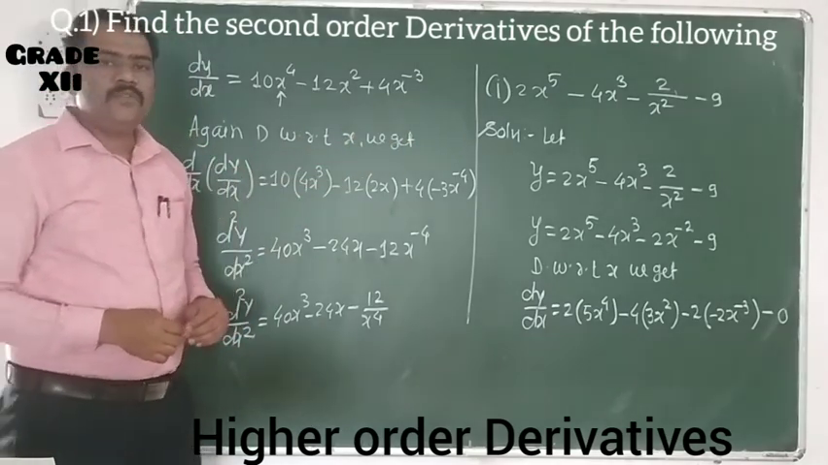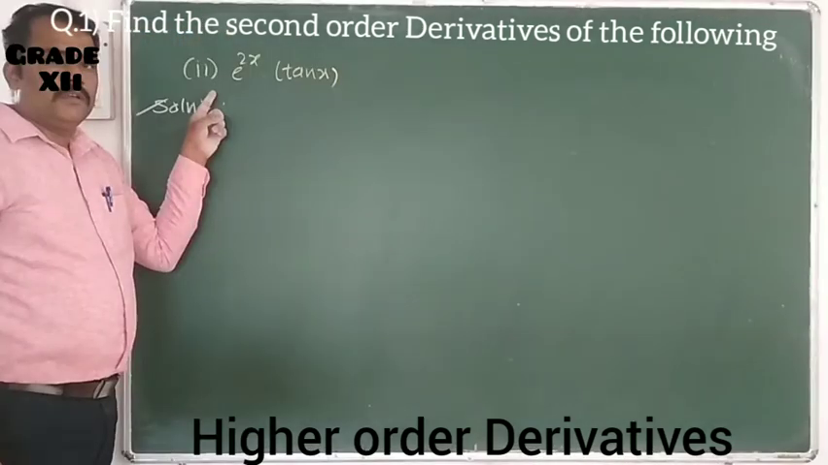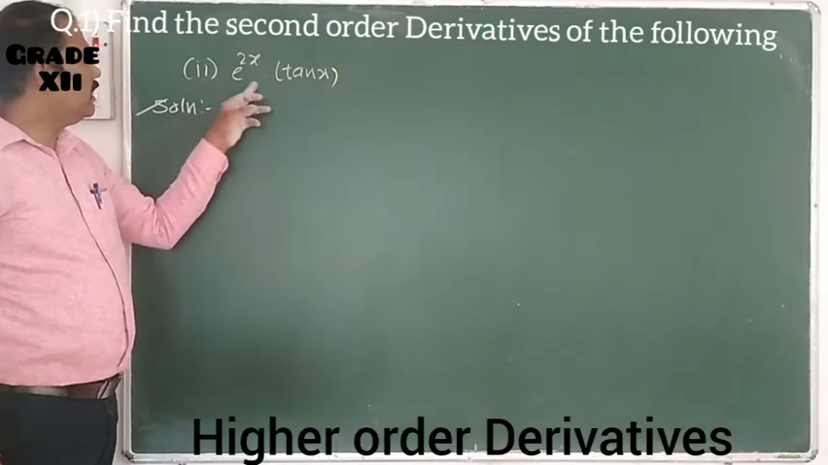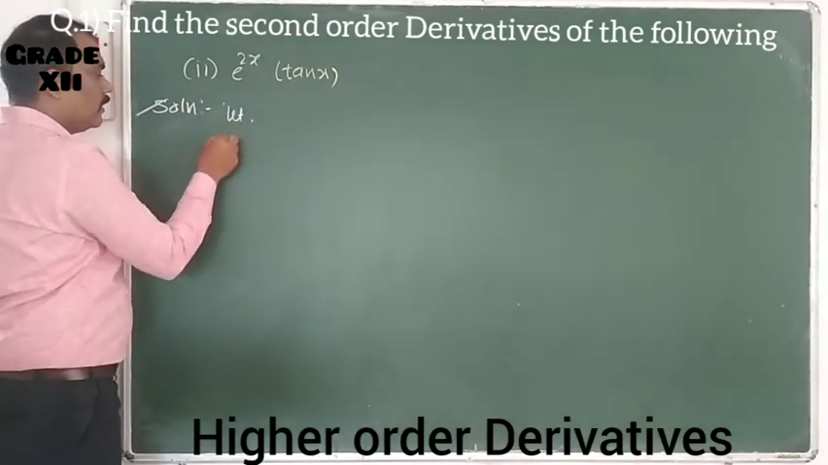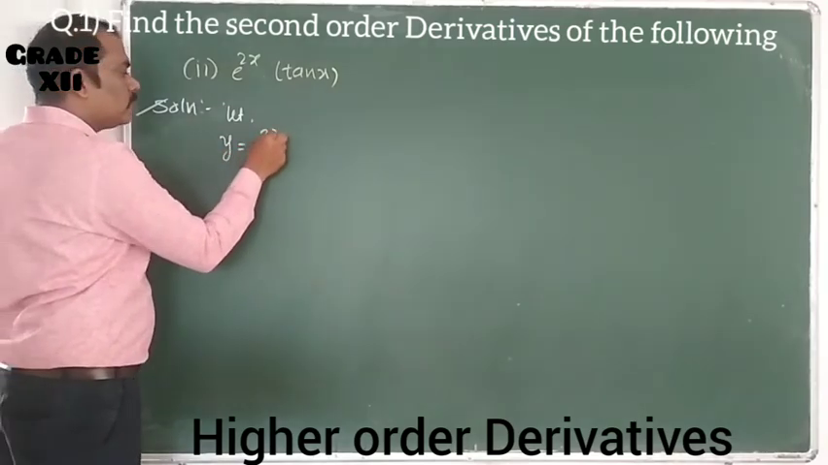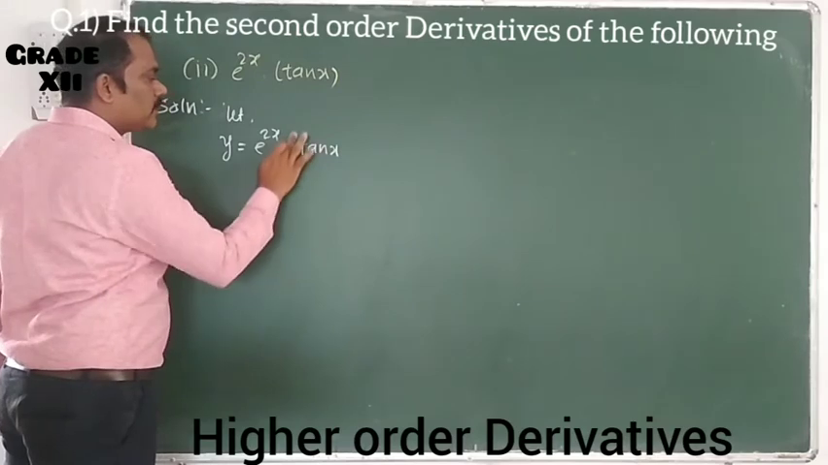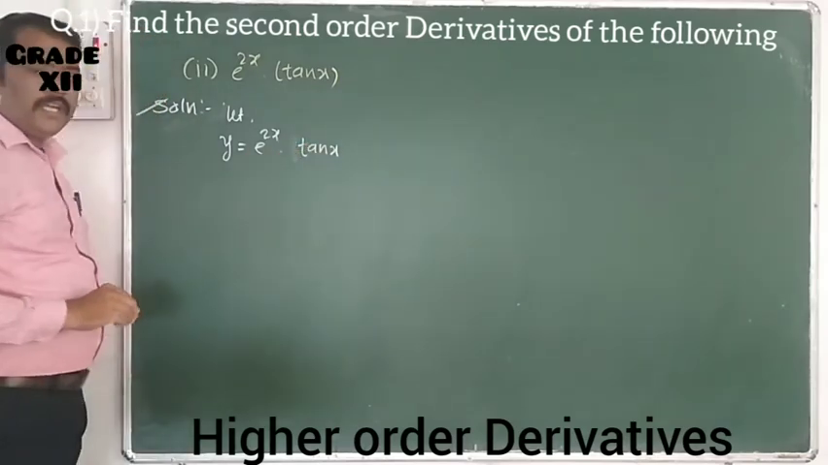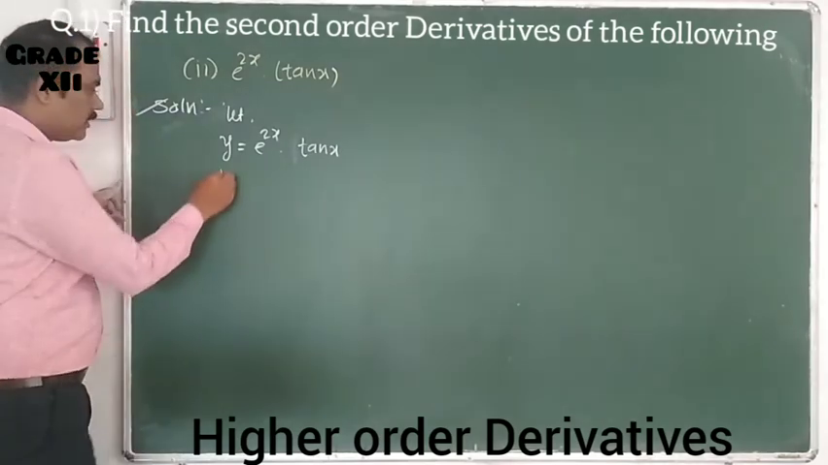After that, we have to discuss the second example. What is example number two? E raised to 2x into tan x. Let y is equal to e raised to 2x into tan of x. By using the product rule, we have to differentiate this with respect to x.